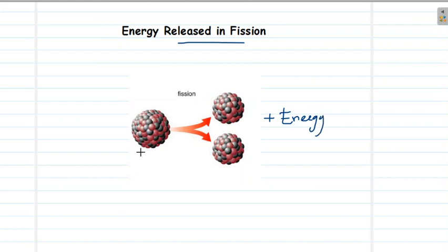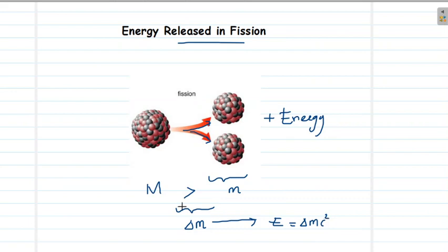So we know in a nuclear fission, a large nucleus is split into two smaller ones, and often the mass of the final products is lesser than the mass of the initial nucleus. So some mass is getting lost in the process of this nuclear fission, and this difference in mass is getting converted into energy according to Einstein's relation E = Δmc². The lost mass in the nuclear fission is converted into a huge amount of energy.